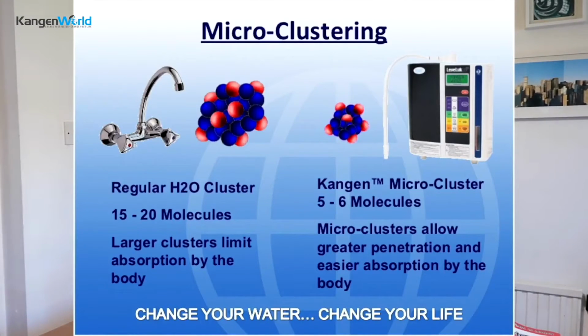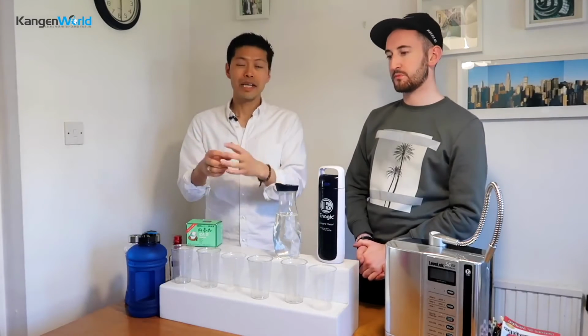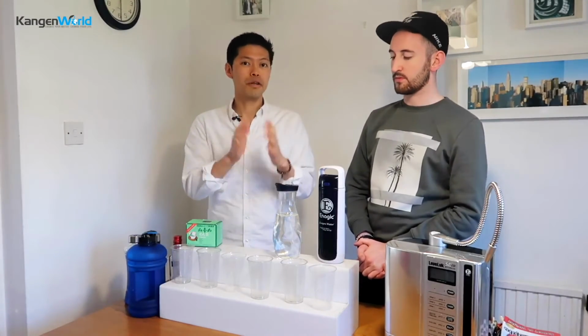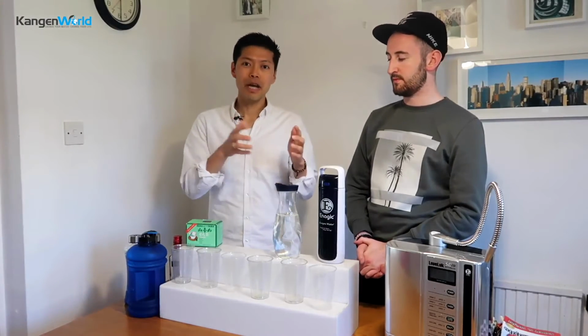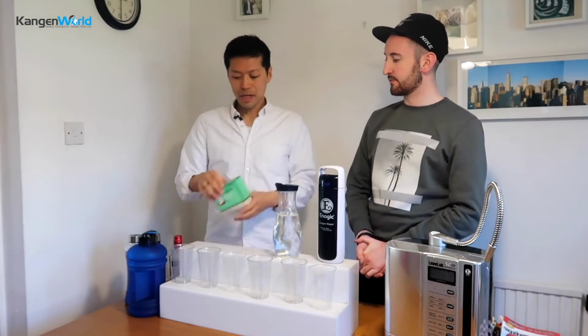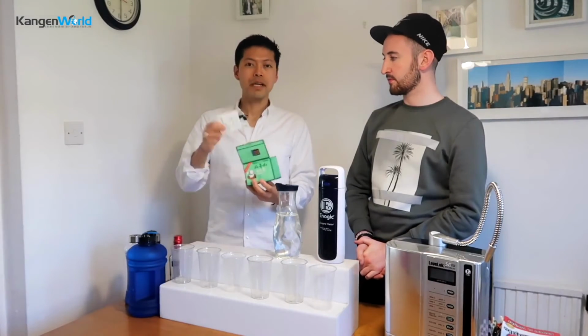Your tap water, your mineral water, the molecules, when you look at them under a microscope, are very, very big, anywhere between 14 to 20 molecules. With Kangen water, it's about 1/4 of the size. After going through this technology, it will reduce the size of the water to about 4 to 6 molecules. So if it's okay, I'd like to show you how that works via some green tea.